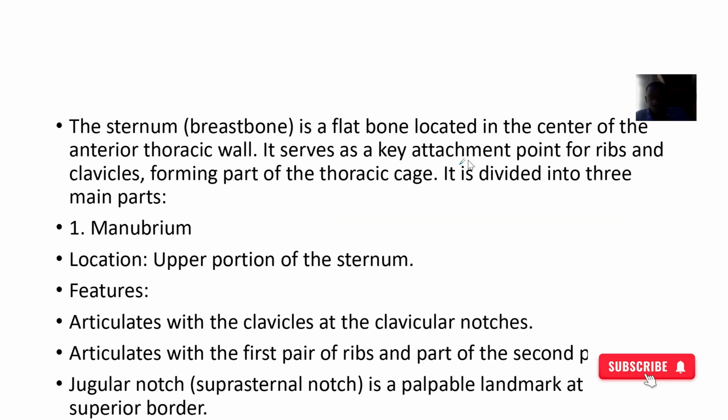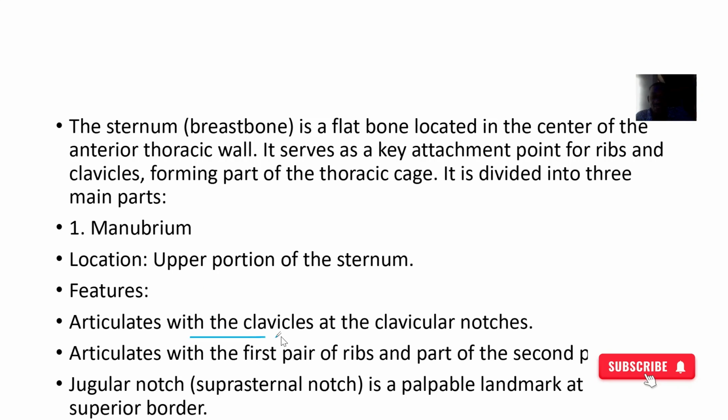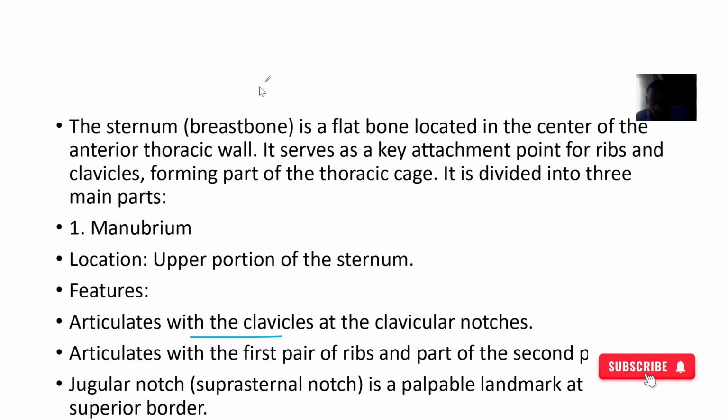It's a flat bone located at the center of the front of the chest. It serves as a key attachment point for ribs and clavicles. The manubrium is the upper portion of the sternum. It articulates with the clavicles at the clavicular notch. So this is a clavicular notch. The clavicles will fit there. It articulates with the first pair of ribs and part of the second pair.